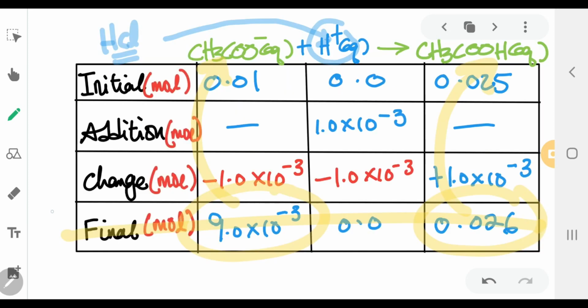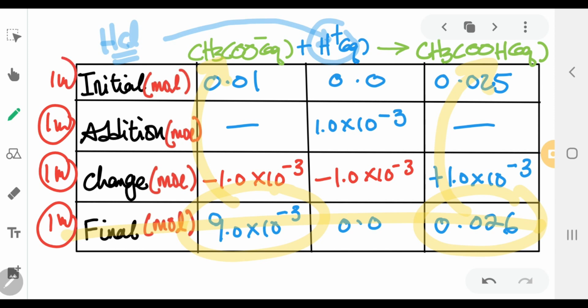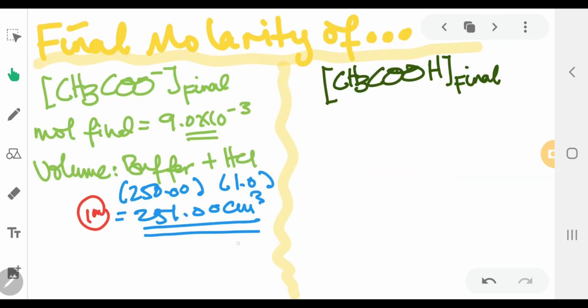By the way, you'll get 1 mark right here, 1 mark right there, and all the way there. Also, you will be getting 1 mark for this equation you're going to be writing on top. Okay, let's continue with this. We have the new volume right now because you have the aqueous buffer solution plus the aqueous HCl. So of course you're going to have a new volume, and we're going to divide this with this to get the molarity.